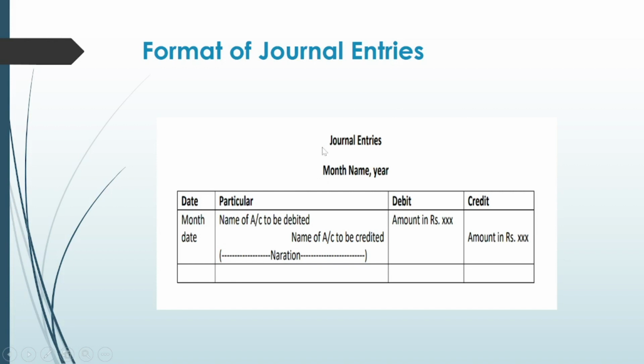In this format, firstly we have to mention journal entries, then the month name and year for which we are going to record. We have 4 columns: date, particular, debit and credit. In the date column, we mention the month date. In particular, we write the account to be debited and the account to be credited in the next line, and we write the narration of the activity being done. In the next column, we write the amount to be debited, and in the next column we write the amount to be credited. So let's solve the example.